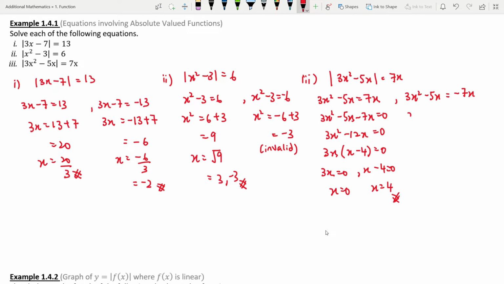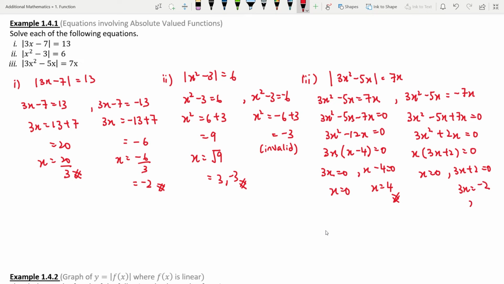For the second equation, 3x squared minus 5x plus 7x equal to 0. Simplify it, we have 3x squared plus 2x equal to 0. Factorize it, we can take out the common term, which is x. We are left with x bracket 3x plus 2 equal to 0. Therefore, we have x equal to 0, or 3x plus 2 equal to 0. So 3x will be negative 2, and x will be negative 2 over 3.